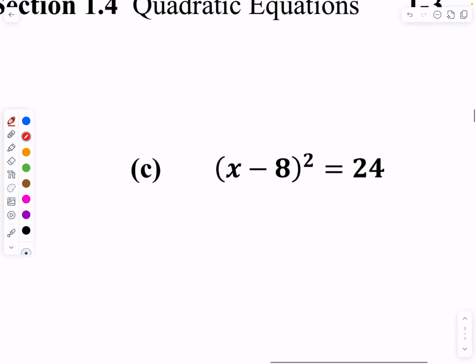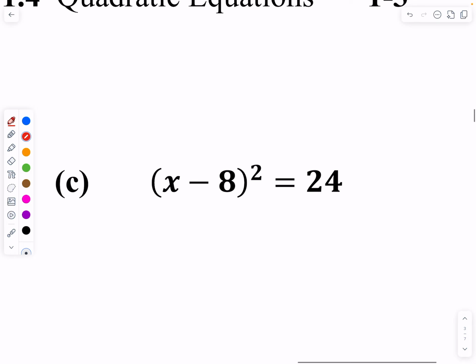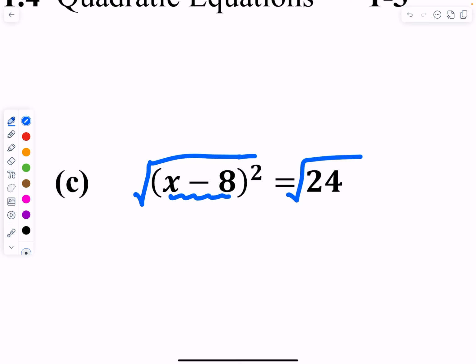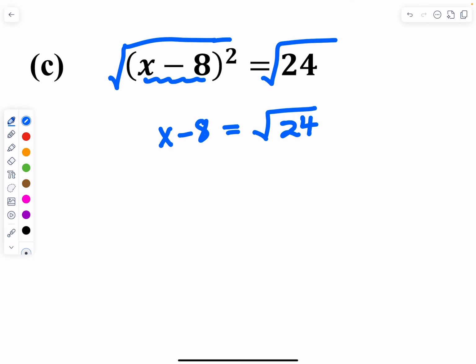And then this one, I'm going to work this one a couple of times. Okay, so the first time, notice I have a quantity squared. So when I take the square root of both sides, what I have left on the left-hand side is that the square root and the square cancel each other out. So I'm left with what is in the parentheses, which is x minus 8, and that's the square root of 24. Let's continue. We've got to take the square root of 24.